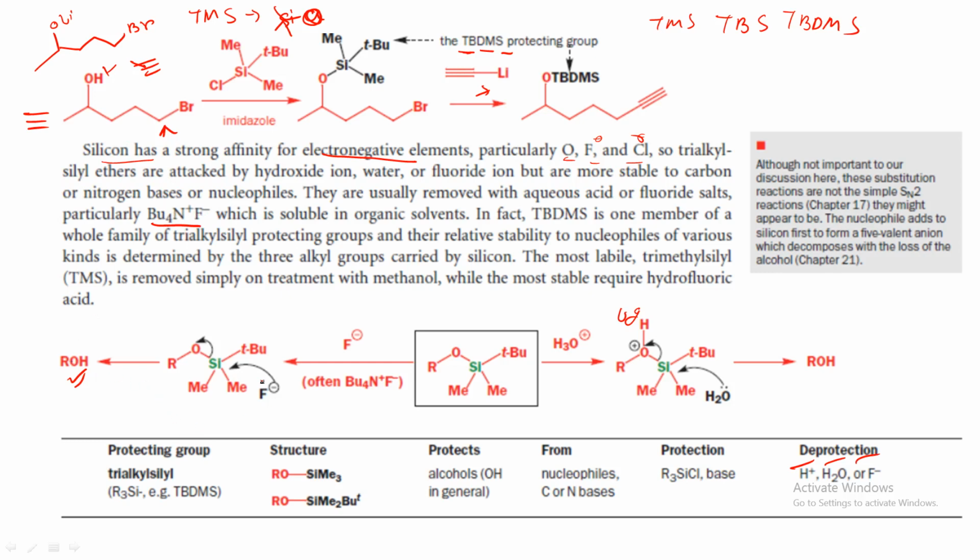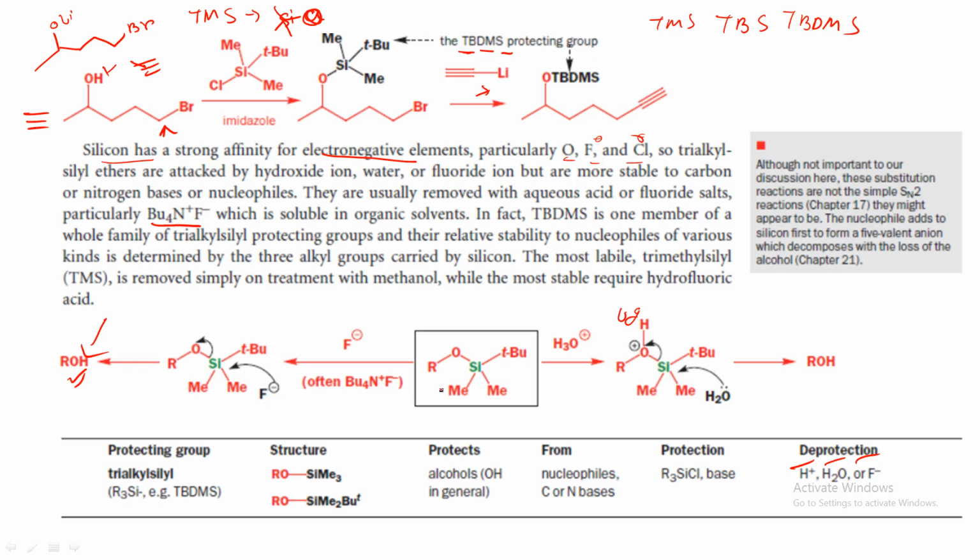So how does it happen? F minus can easily attack the silicon center. You can see its strong affinity towards electronegative elements, and you all know how electronegative fluoride is. That's why this attack is favored, and then the oxygen-silicon bond would be broken and we would regenerate our alcohol molecule, and this byproduct can be easily removed from the system. That's how the protecting chemistry works.